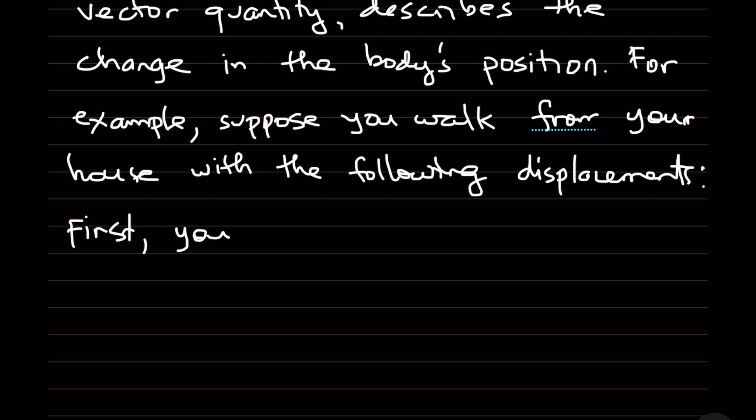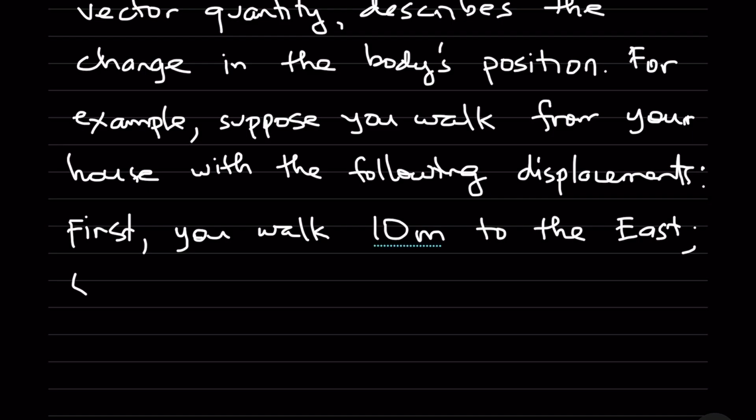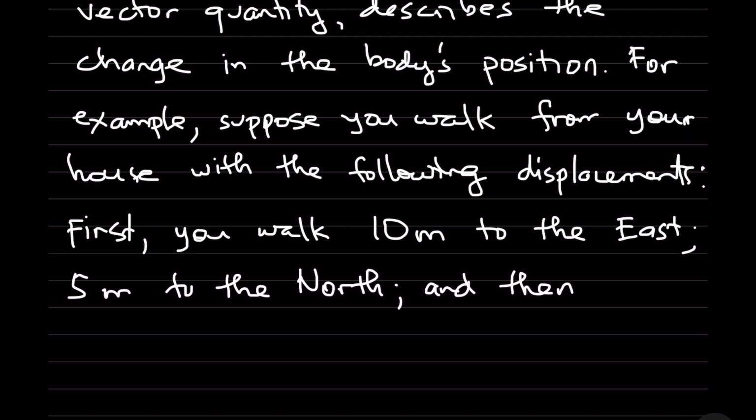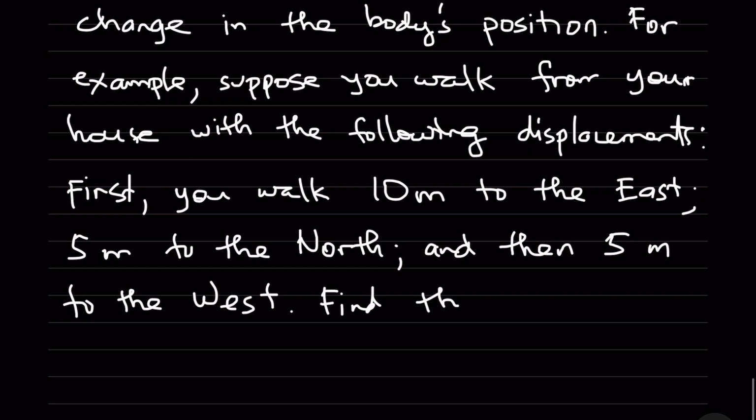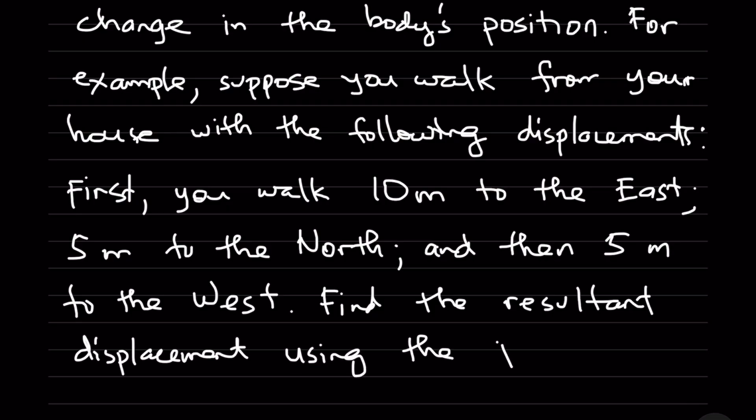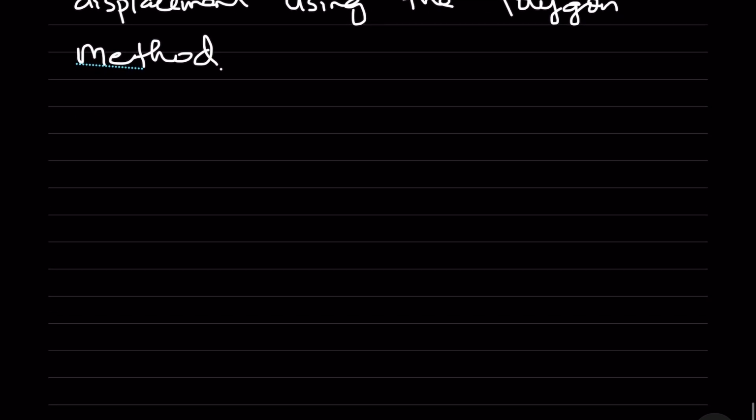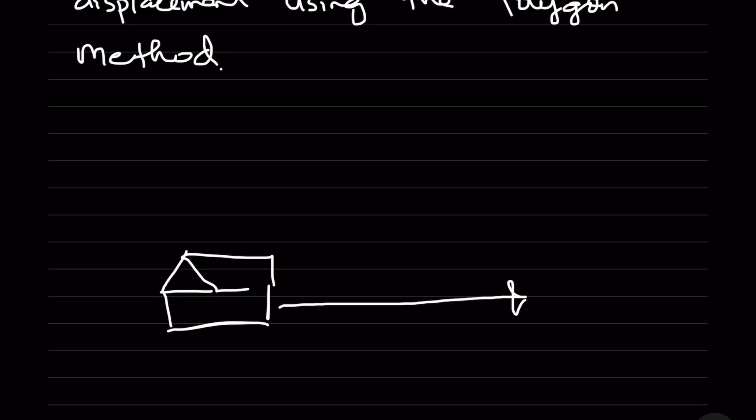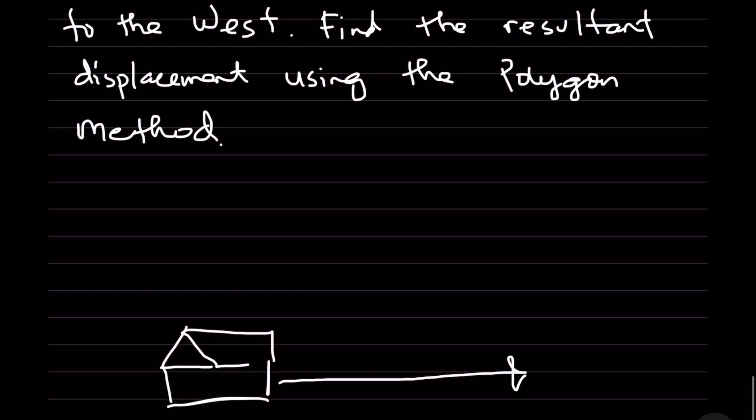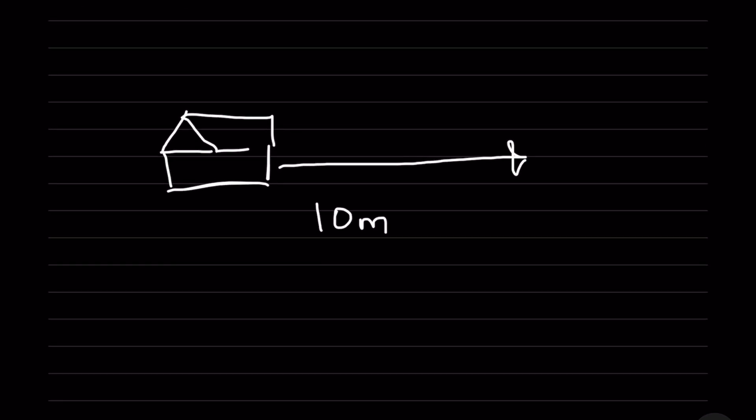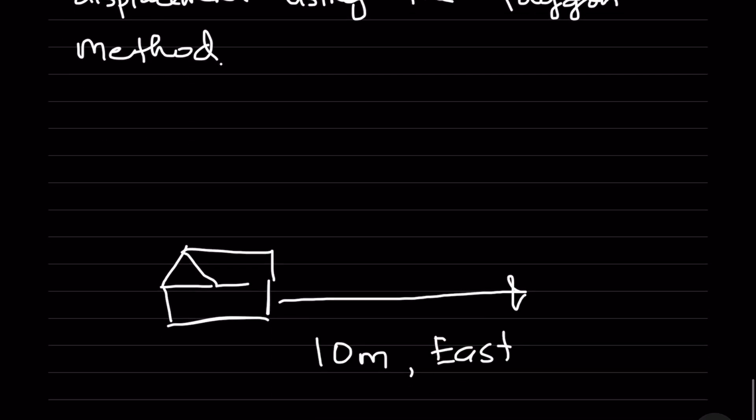Displacement is a vector quantity that describes the change in the body's position. For example, suppose you walk from your house to a destination with the following displacements. I show this situation in this figure. First, you walk 10 meters to the east. Then after that, you walk 5 meters to the north.